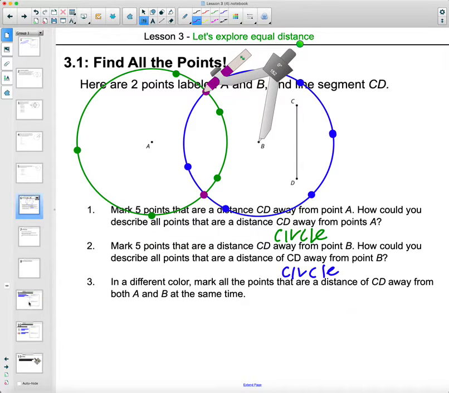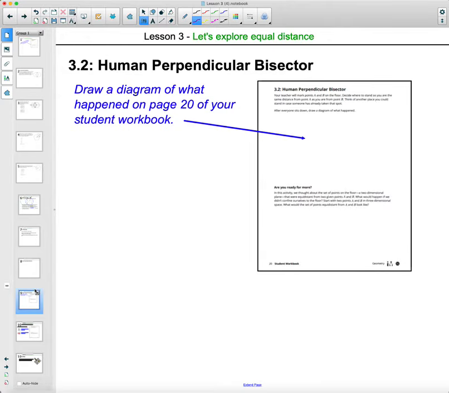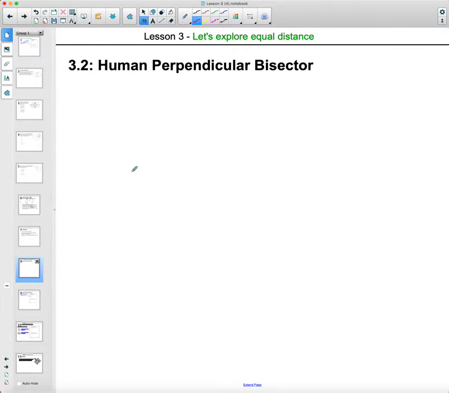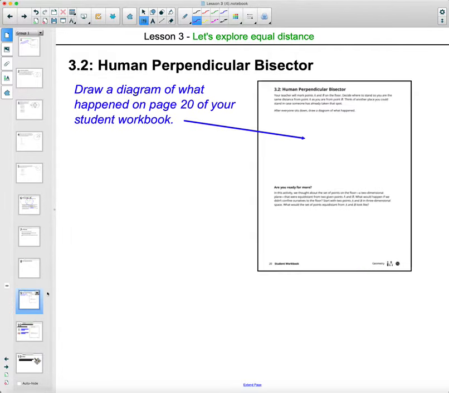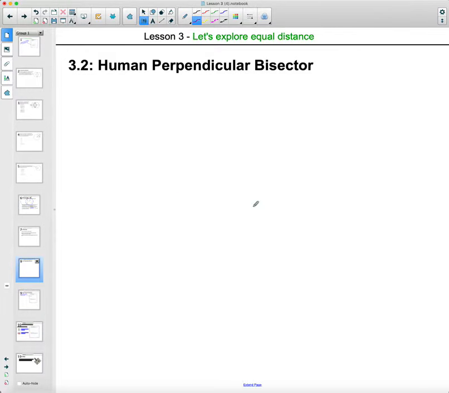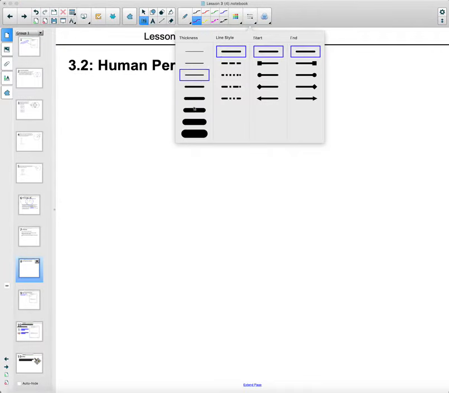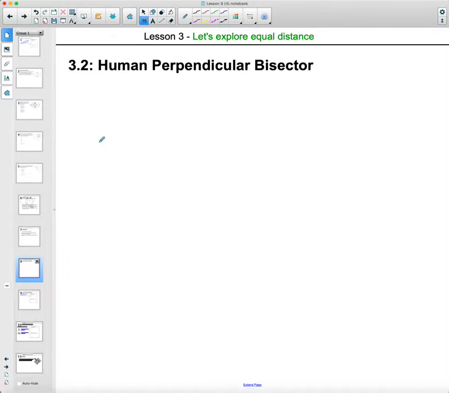All right, then we did something called the human perpendicular bisector. This is on page 20 in your notebook. Instead of getting up and moving around the classroom, I just drew 2 points. I said I wanted people to come up and draw another point that is the same distance from this point A and this point B. So same distance from A and B.